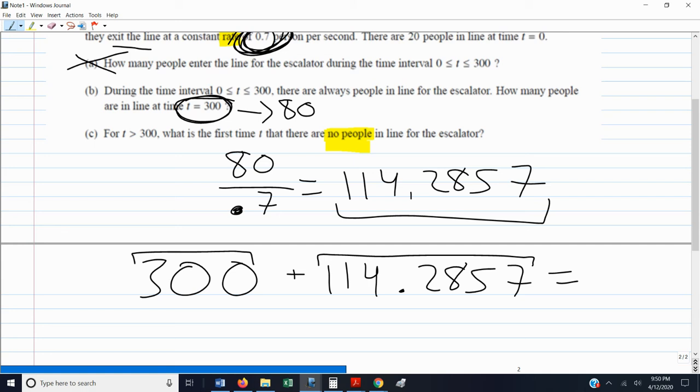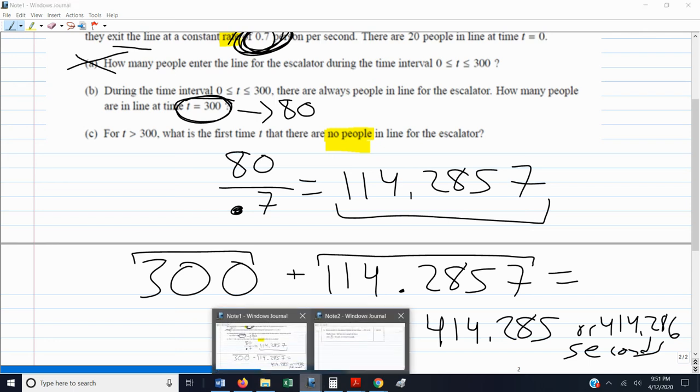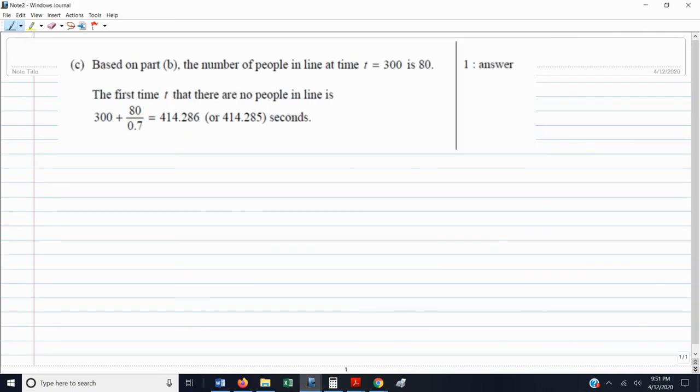So for your answer, you would have 414.285 if you truncate, or 414.286 if you are rounding seconds. The rubric for this question, it's just 1 point. And it says, based on part B, the number of people in line at 300 seconds is 80 people.